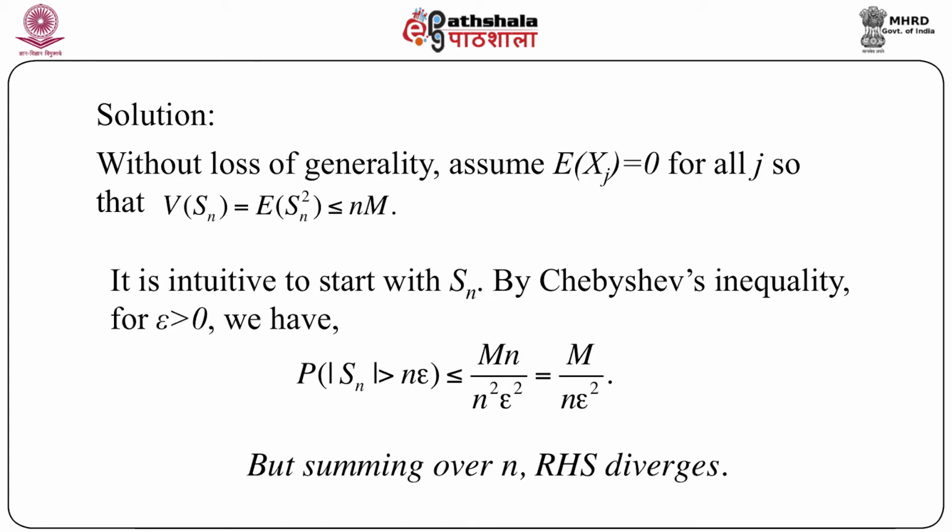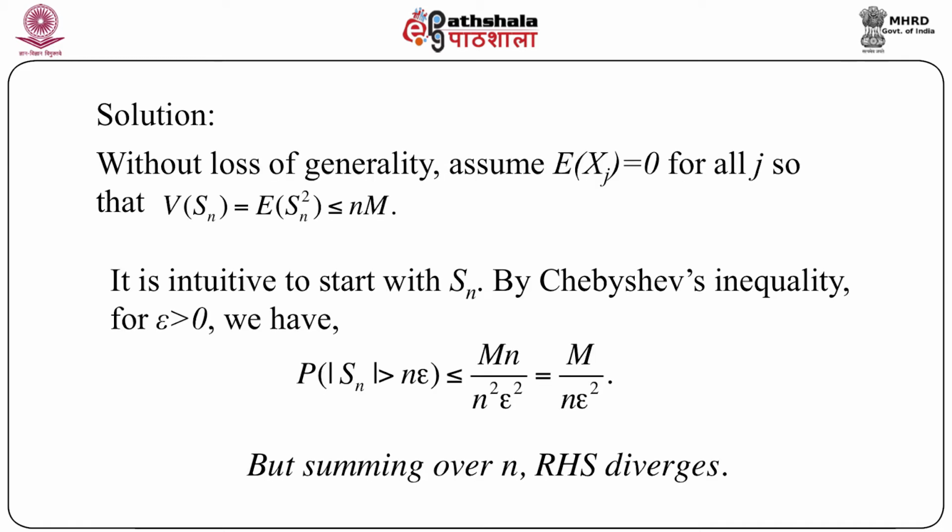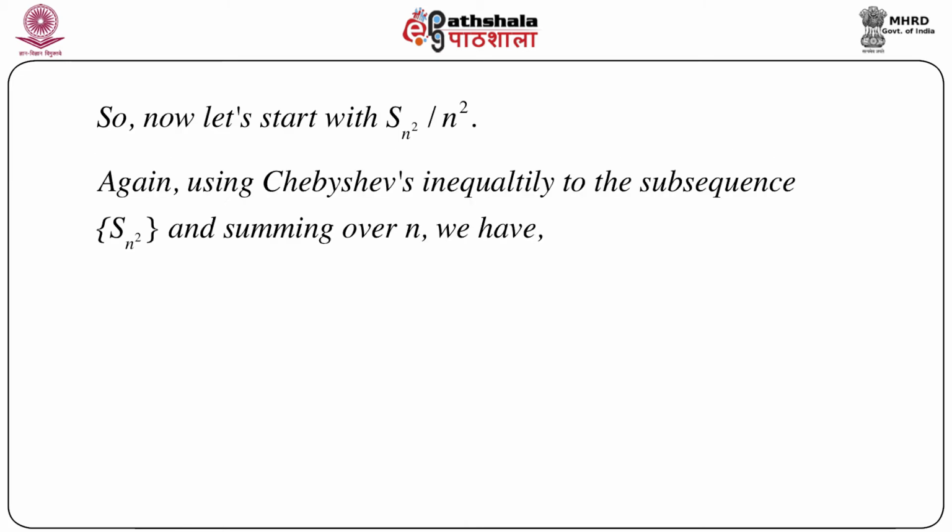But the important thing is that if we take the summation on both sides, the right hand side will matter, because M is a finite quantity. If we take the summation, M by epsilon square comes outside, and it will remain as summation n equals 1 to infinity of 1 by n, which in fact diverges. So this is the technique that we should remember. When we start with Sn, we didn't get the result, but we have a feel for what is happening. So let's change a little bit and start with Sn square by n square.